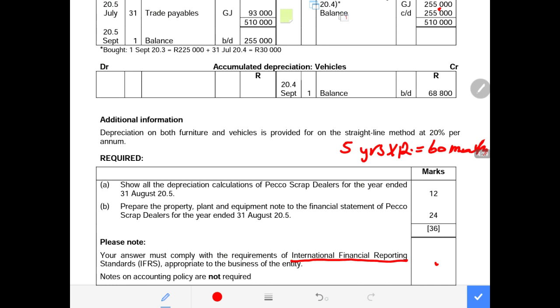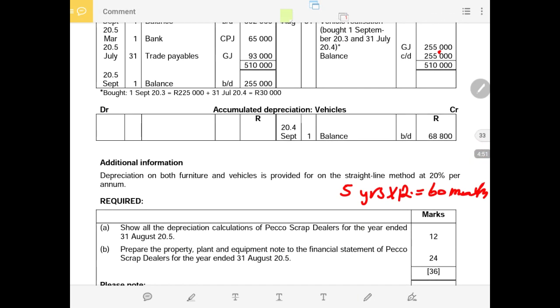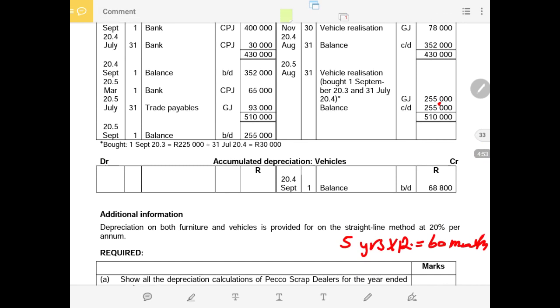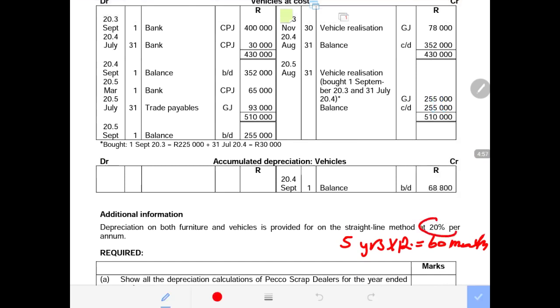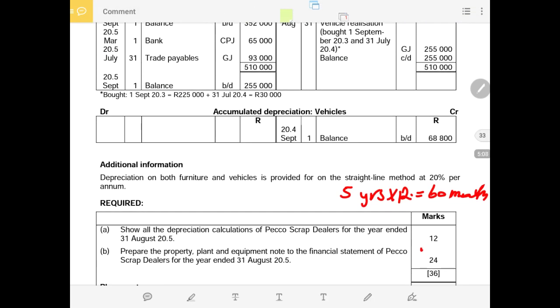We are also required to note that accounting policy is not required. We don't have to specify that these financial statements were prepared using the historic basis method; that is not necessary. Now that we are provided with this information, please have at the back of your mind that 20% is equal to 5 years, and 5 years is equal to 60 months. I don't have to come back here and do this reminder.